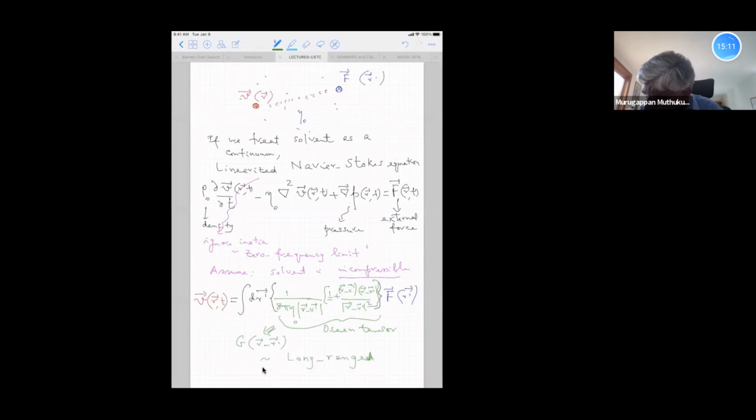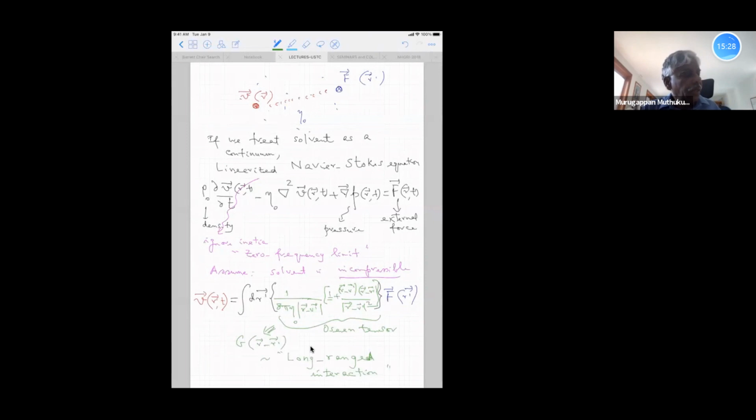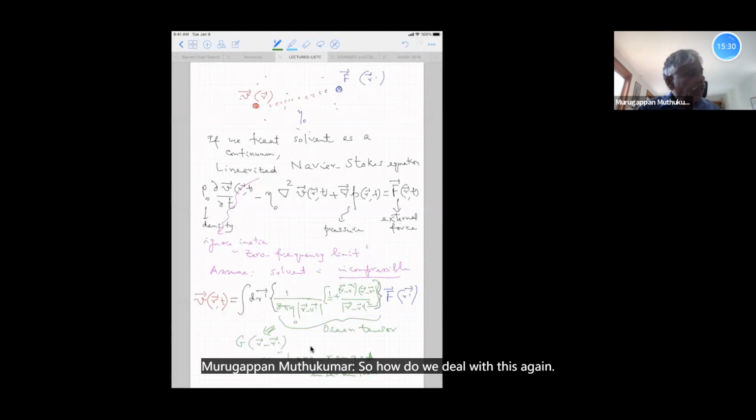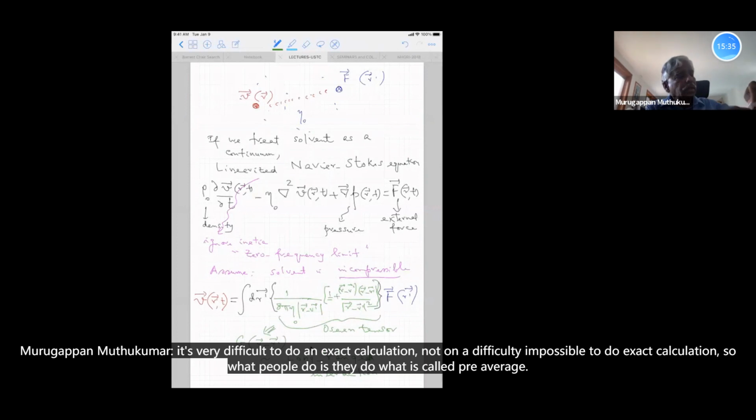Long-range interaction. Unlike the chain connectivity, where we talked about long-range interaction in equilibrium, here we have long-range interaction in terms of dynamics. It's hydrodynamics. So how do we deal with this? Again, it is very difficult to do an exact calculation. Not only difficult, it's impossible to do exact calculation. So what people do is what is called pre-averaging.